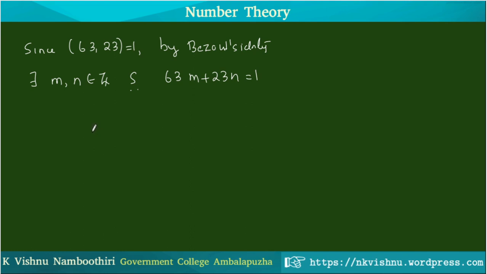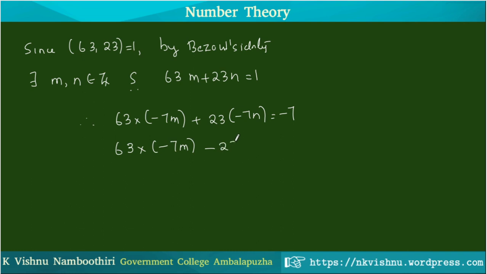Now, but we need 63x minus 23y equal to minus 7. So we are slightly modifying this. Therefore, we need minus 7 on the right side. So to get minus 7, we multiply the left side also with minus 7, and the right side will also be minus 7. Therefore, 63 into minus 7m plus 23 into minus 7n equal to minus 7. But here we actually need minus 23. So just to get that, 63 into minus 7m minus 23 into 7n equal to minus 7.